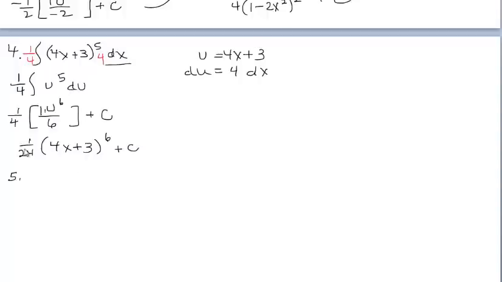For example 5, you might want to proceed the same way. You might want to attempt it on your own and come back and check to see how you did.